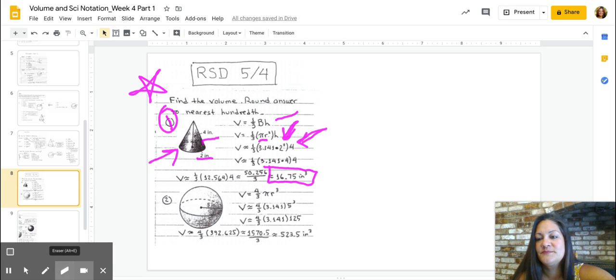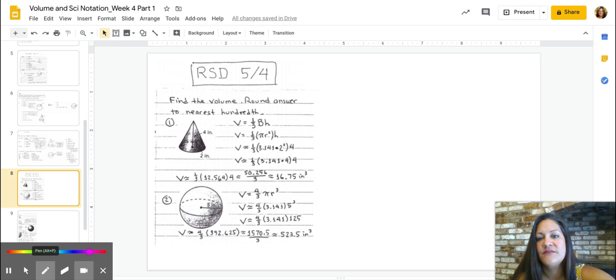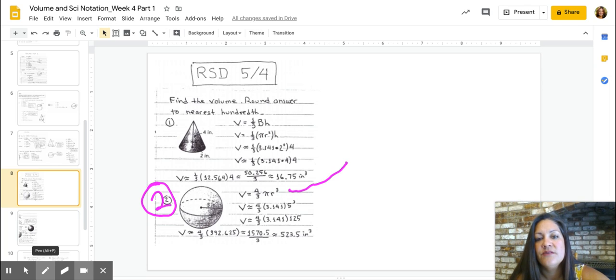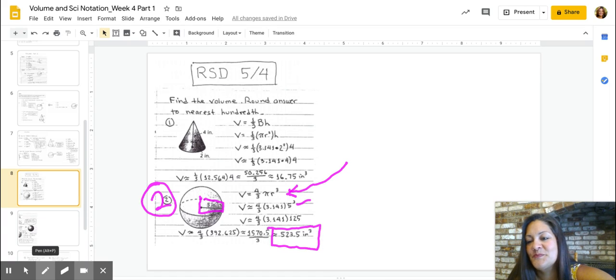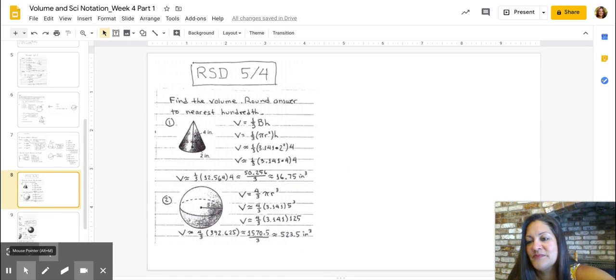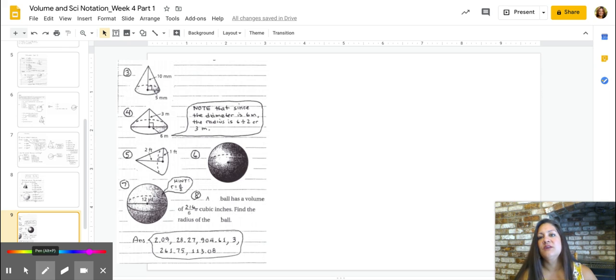Number 2. Here we have our sphere. So our sphere, here's our formula. Volume equals 4/3 pi r cubed. 4/3, here's our pi, 3.141. And the radius is 5. So here's 5 cubed. Multiply them out, and we come up with the answer of 523.5 inches cubed. All right, let's continue on.